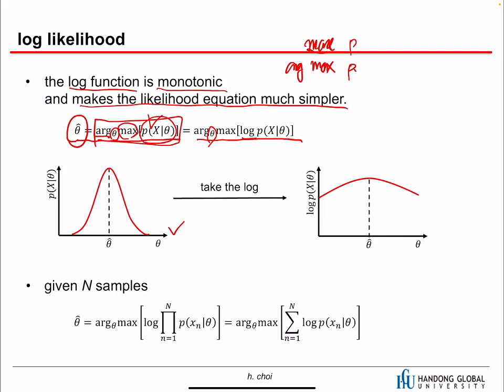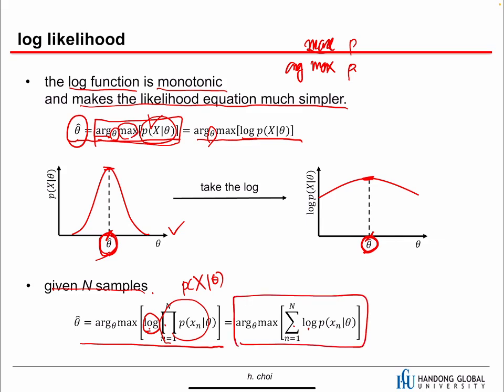So this one is Gaussian distribution. The estimate is here. And if we take the log, then it looks like this. So this one is not changing. So when the theta hat is here, we got the maximum. Likewise, even after this log function, when the theta hat is here, we got the maximum. And given n samples, this is what we want. So we apply the log function to the likelihood. This one is actually p of x given theta, right? When we have a log and product, then we can have sum and log. So now we will focus on this.